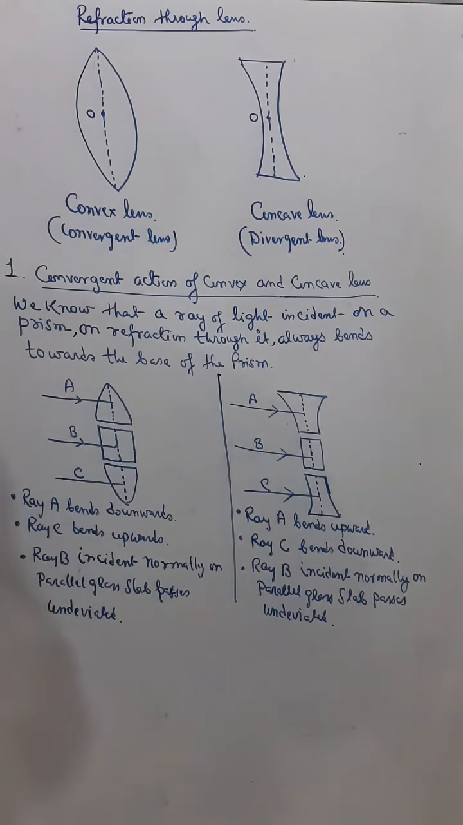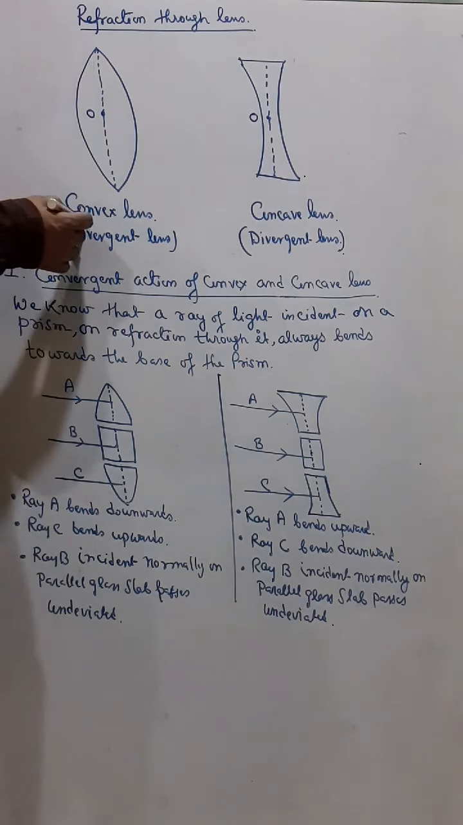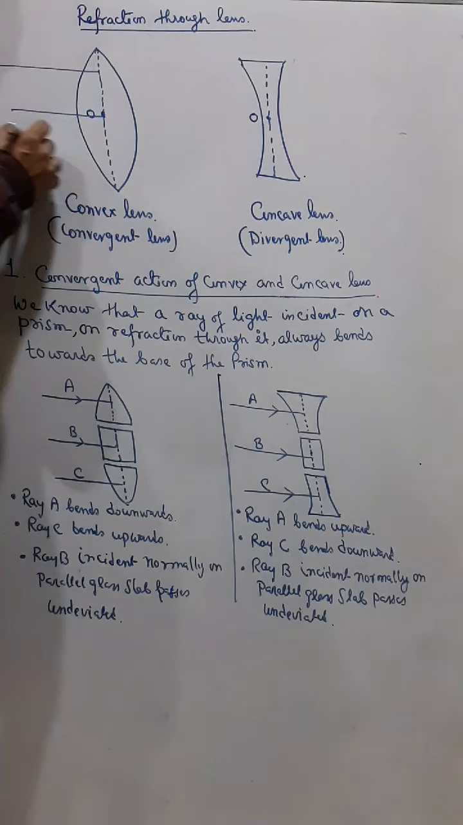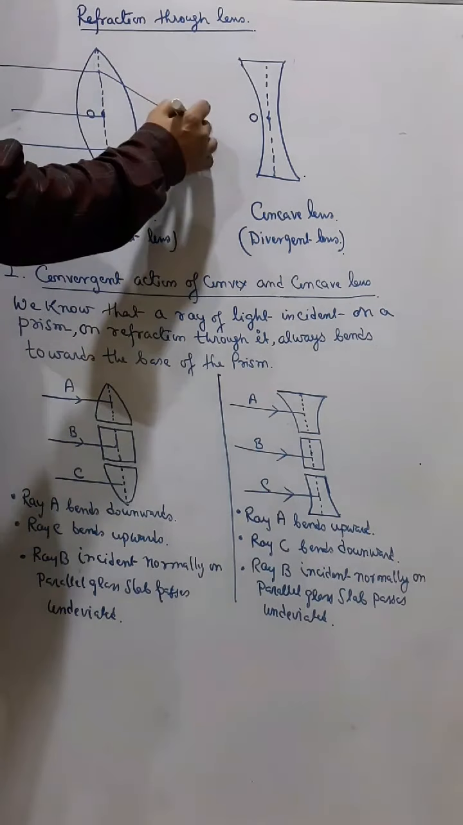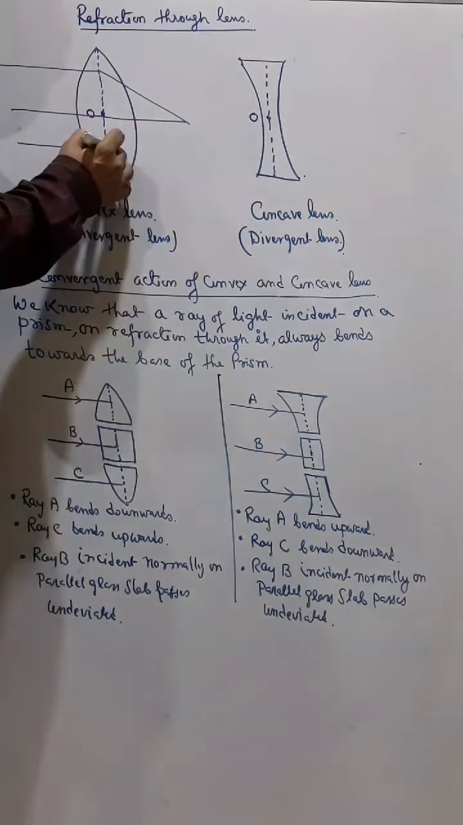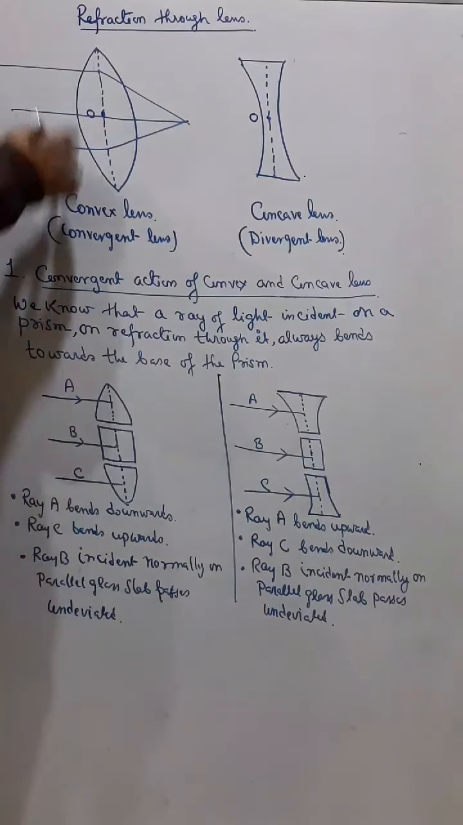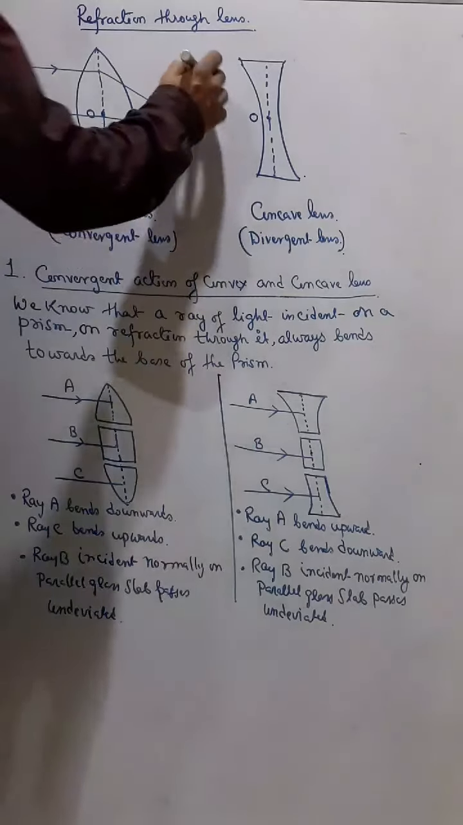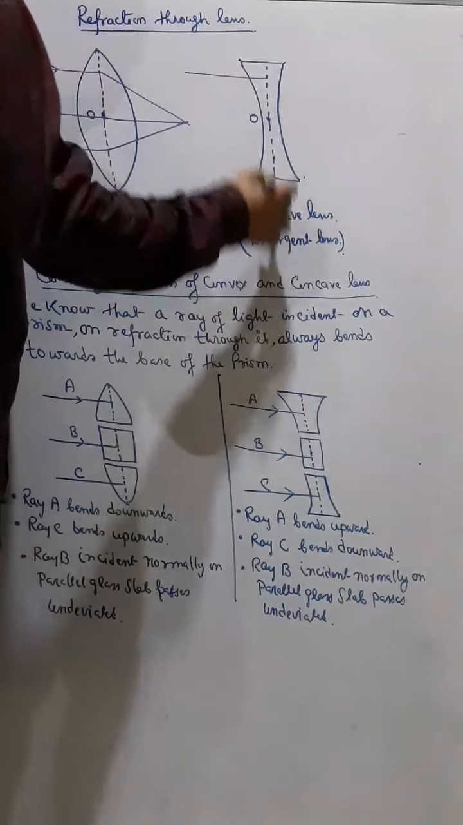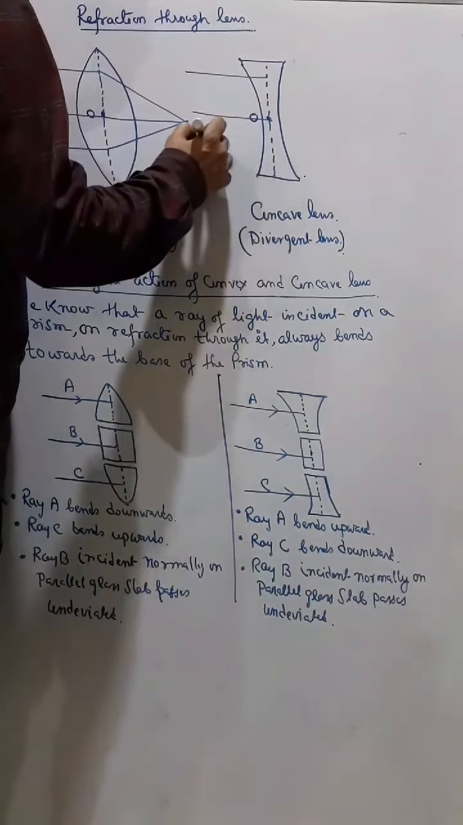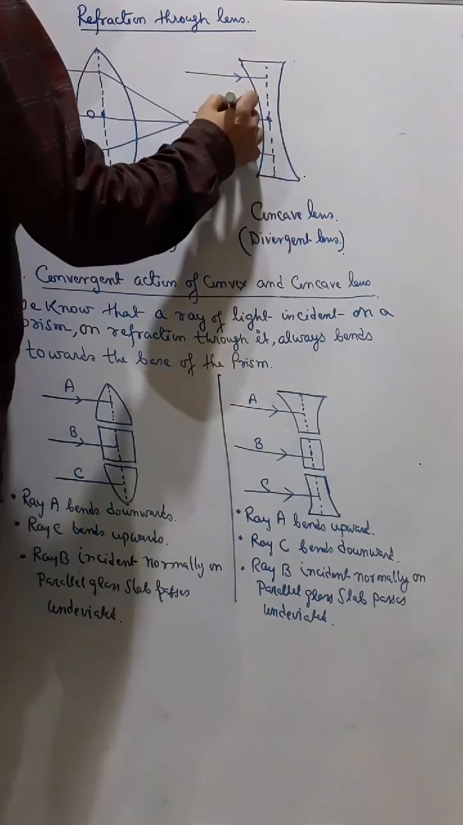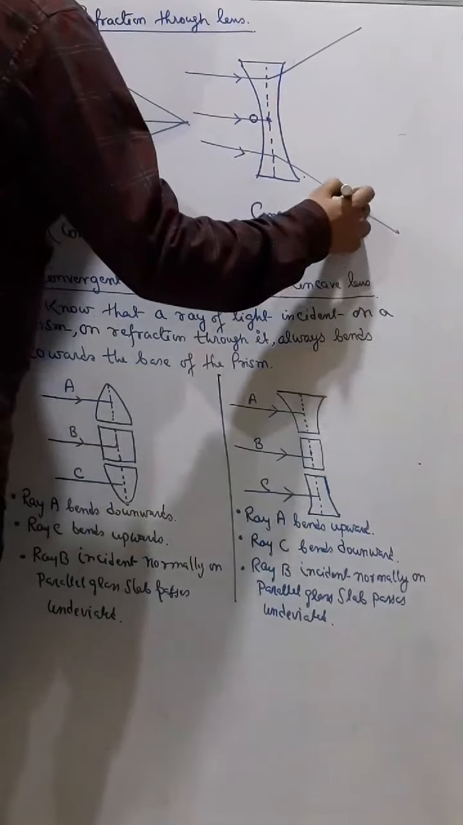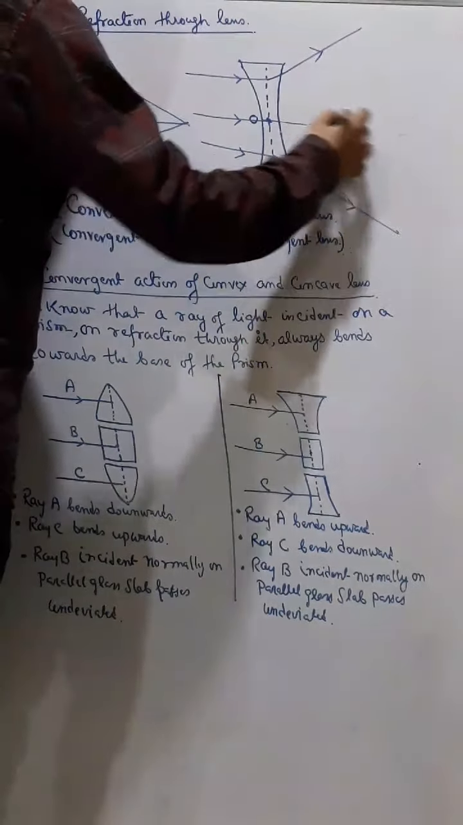Why? Because in a convex lens, when light passes through the convex lens, they converge in this way. Okay, so they converge. And in case of divergent lens, means concave lens, when ray of light passes through them, after refraction they diverge like this, they scatter. Okay, they scatter like this.